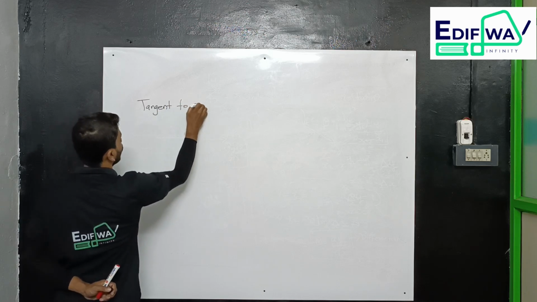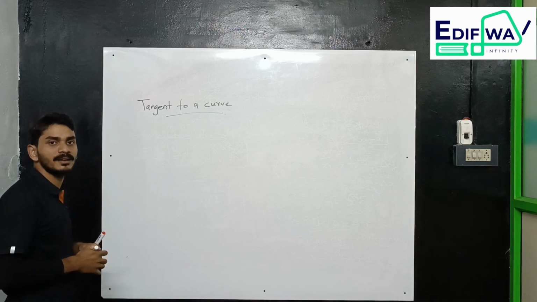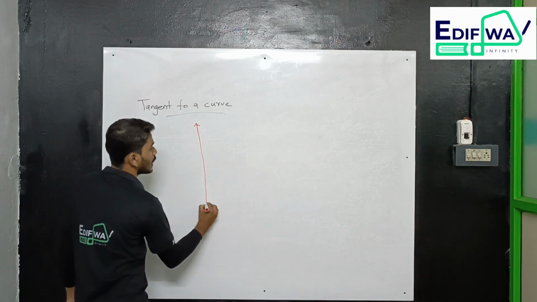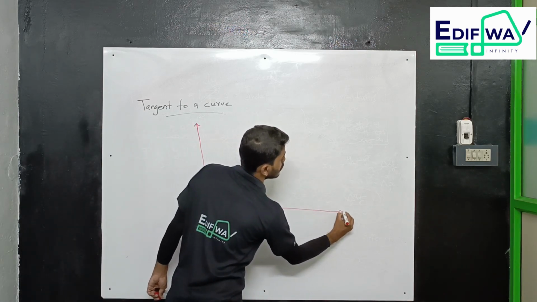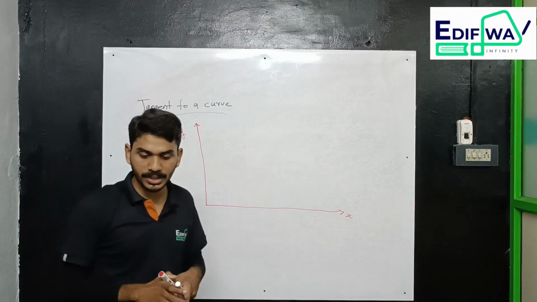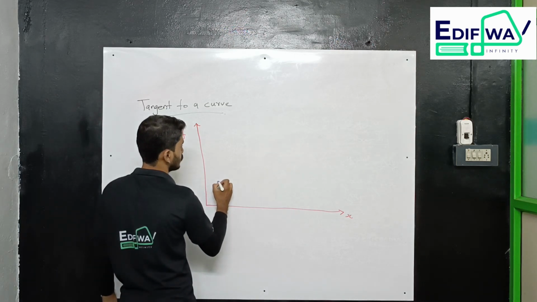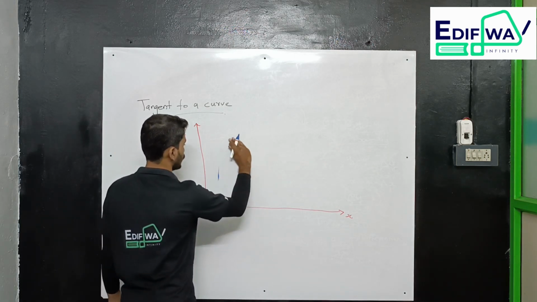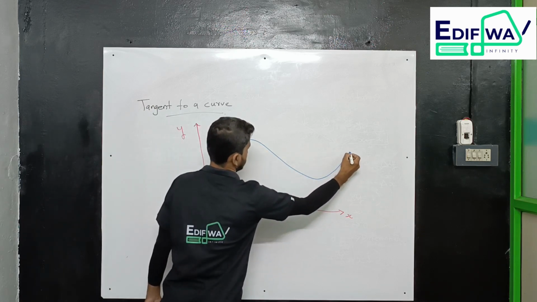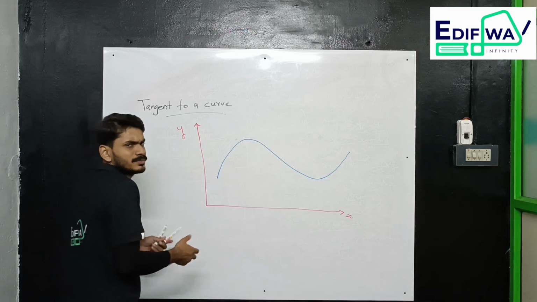So let's go ahead and learn tangent to a curve. That's what I'm going to teach you next. Let's consider the y-axis and the x-axis, and we need to draw a curve. I'll use a different color. Yes, this is a curve. Simply a curve.